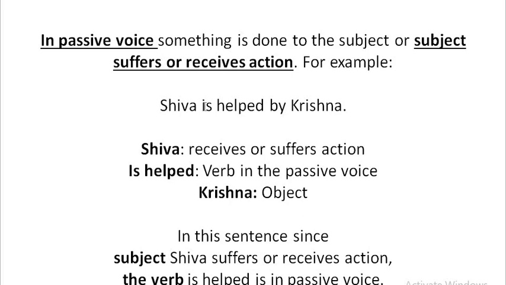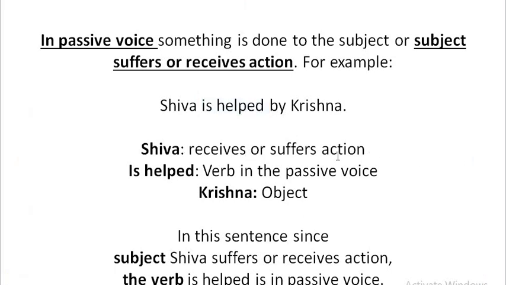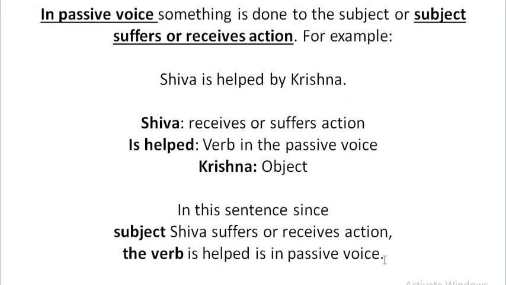In that case, this verb form will be in passive voice. Since this is receiving action, this verb form will be in passive voice. So here you can see Shiva receives or suffers action, is helped is the verb in the passive voice, and Krishna is the object. So in this sentence, since the subject suffers or receives action, the verb form will be, of course, in passive voice.